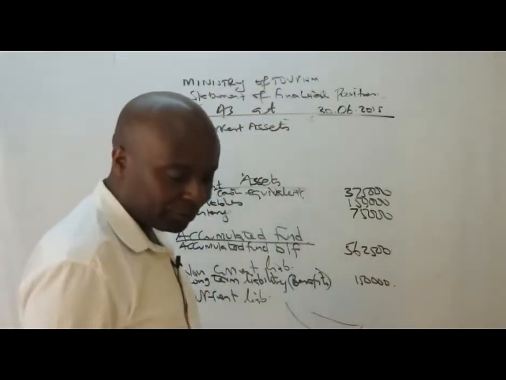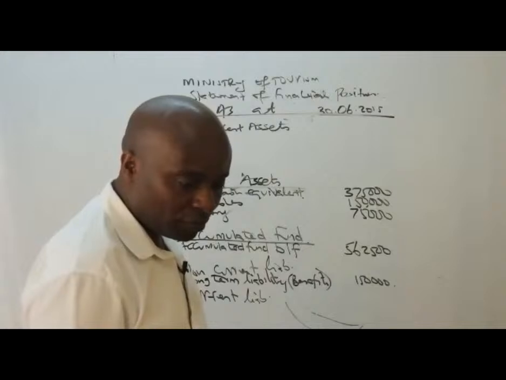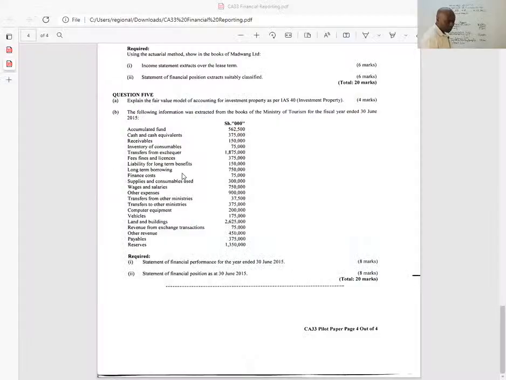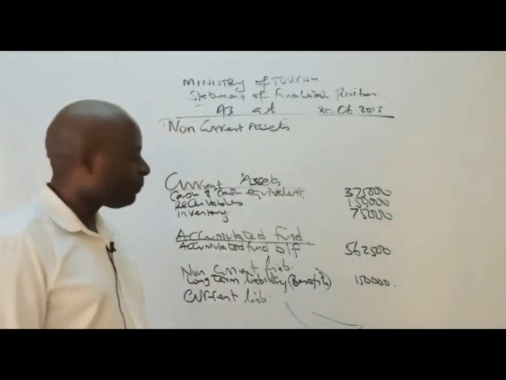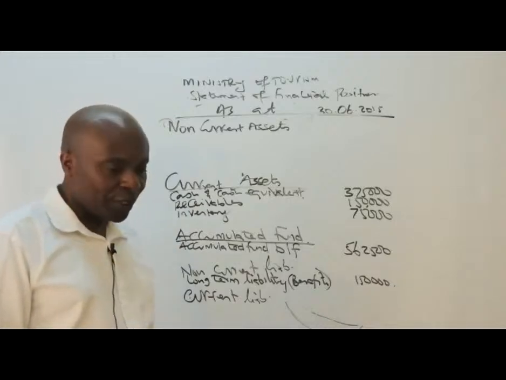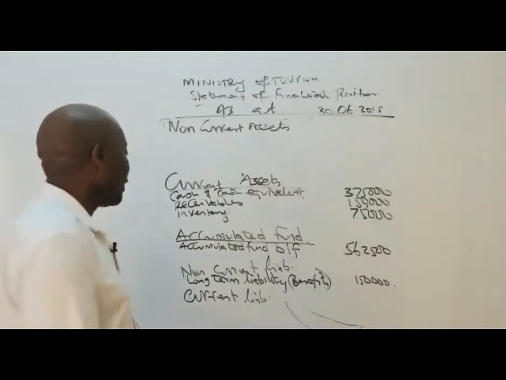Oh, yes. We have long-term borrowing. How about this long-term borrowing of 750,000? Where do I take the long-term borrowing? Again, non-current. Thank you very much.